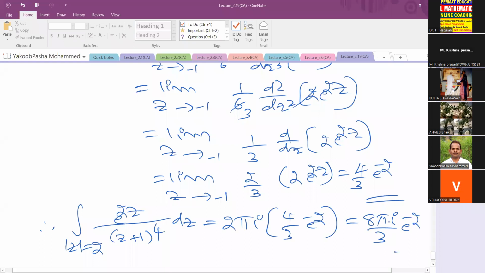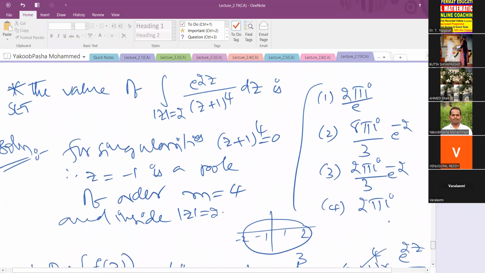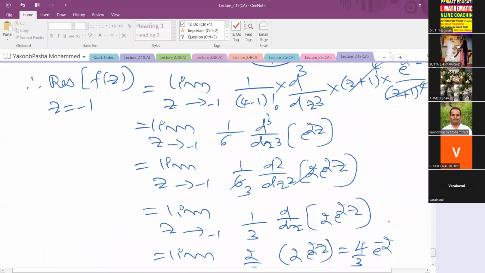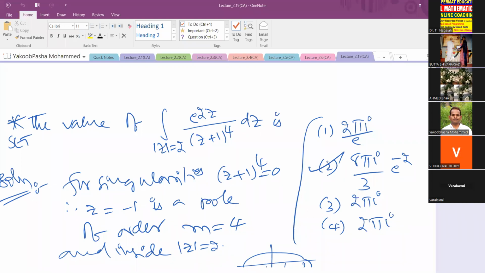8 pi i by 3 e to the power of minus 2. Second option is the right one. Okay. Now I'm taking another problem. Problem is same.